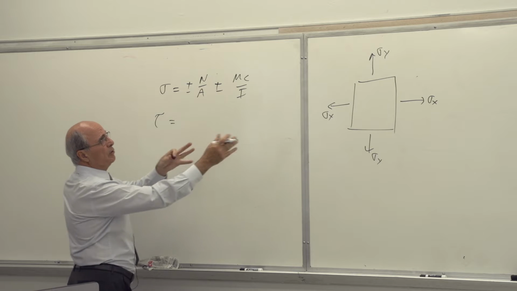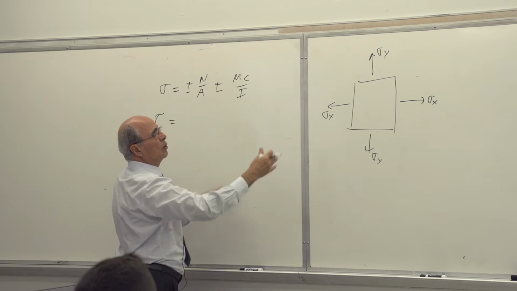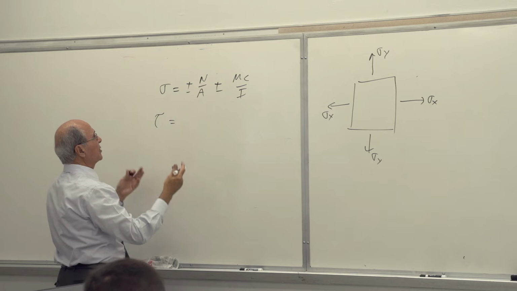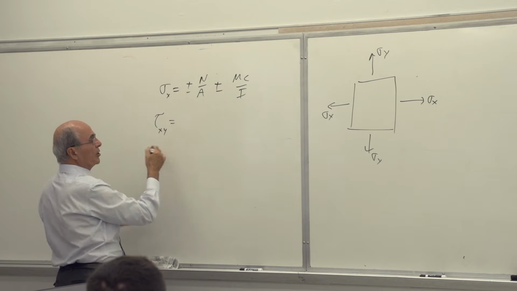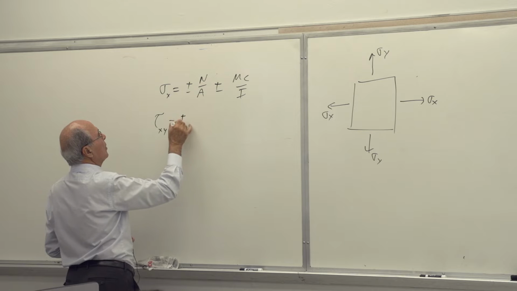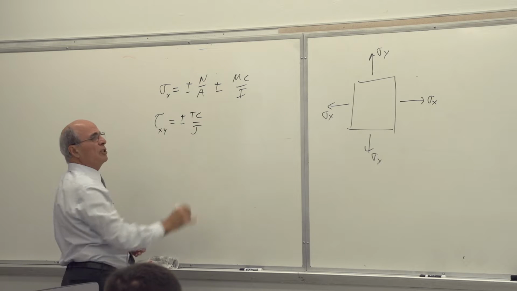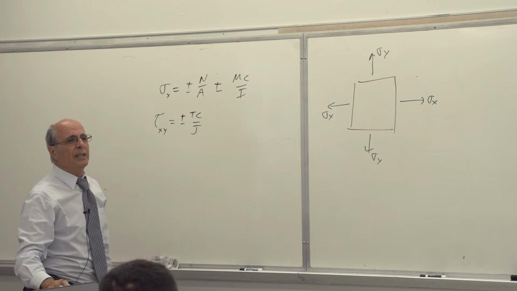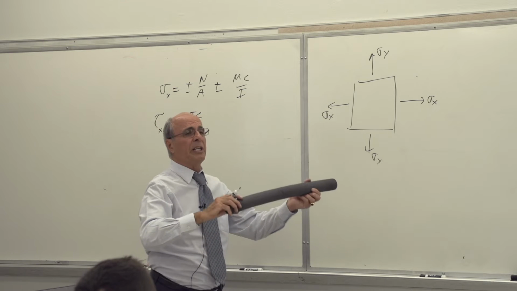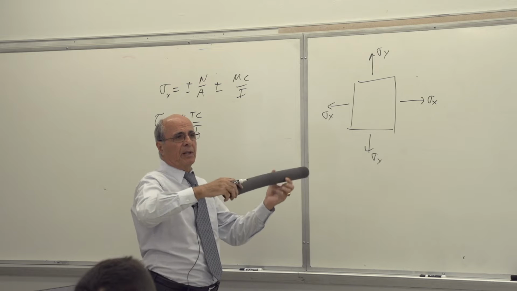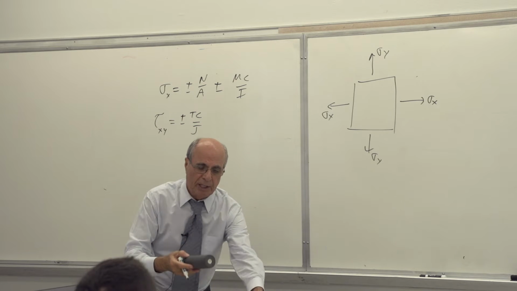Tau, we have to see which plane we are. We could be x and y, or y and z, or z and x, etc. But in general we call this sigma x, and in general we call that tau x. It's coming from plus or minus Tc over J, which is chapter 3. Remember we have gone through that in 10 weeks. We did this, and we cut it here.